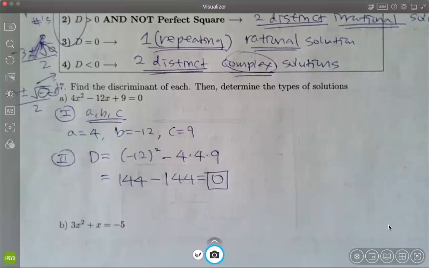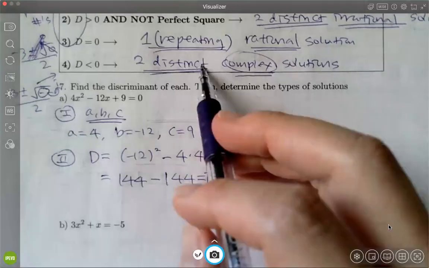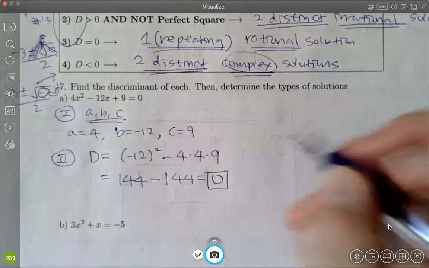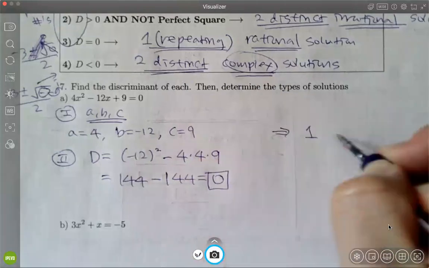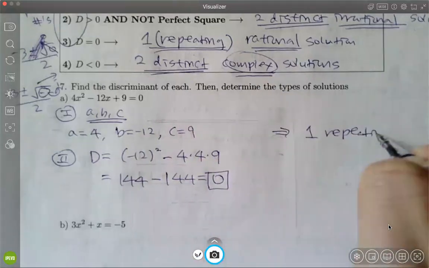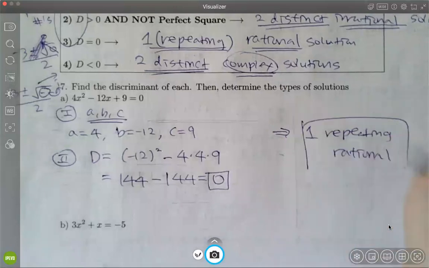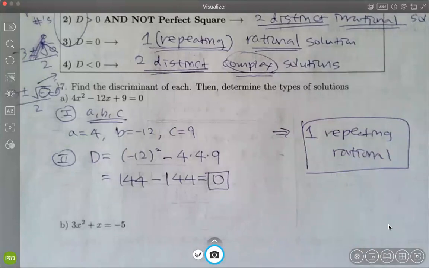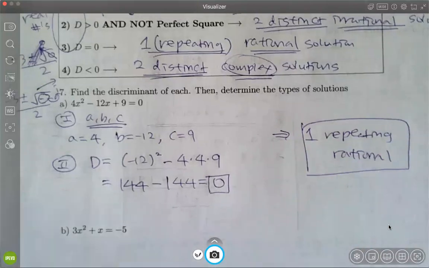So to be more precise, what does that mean? It's one repeating rational, right? Yes. Okay, so in other words, there is one solution. We don't know what that is, but for sure there is only one solution, okay? But it's a rational number, which means there's no square root. Okay?